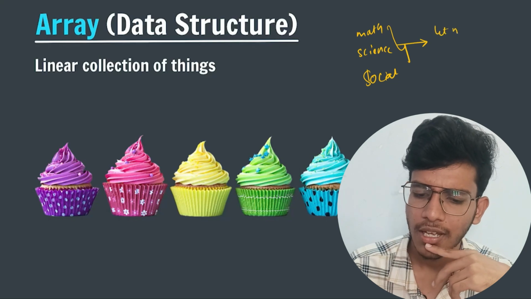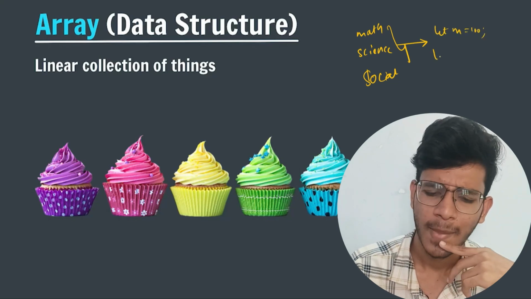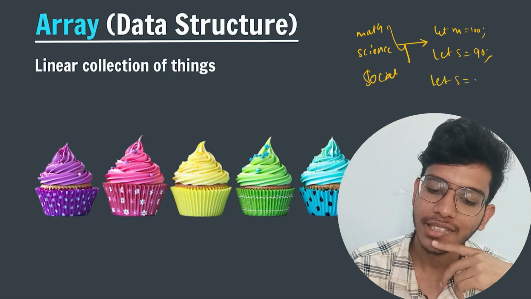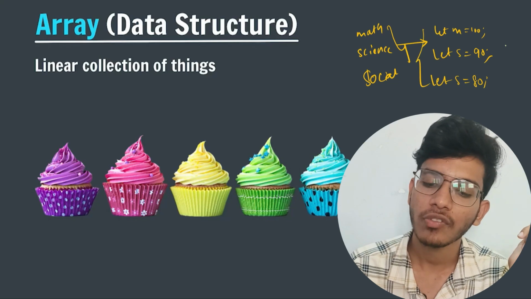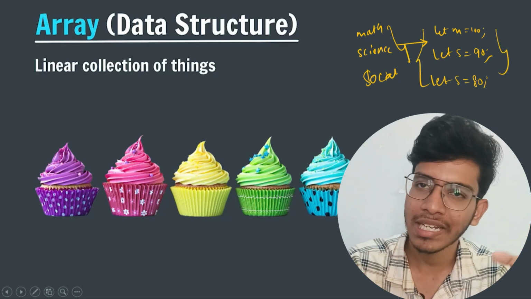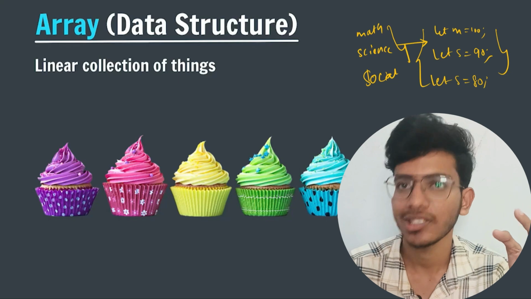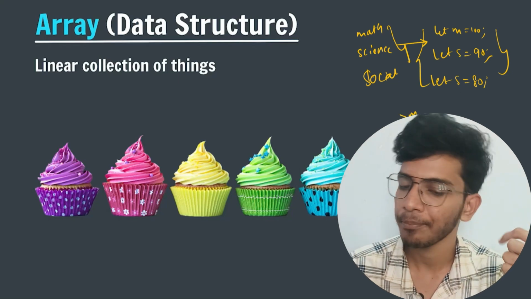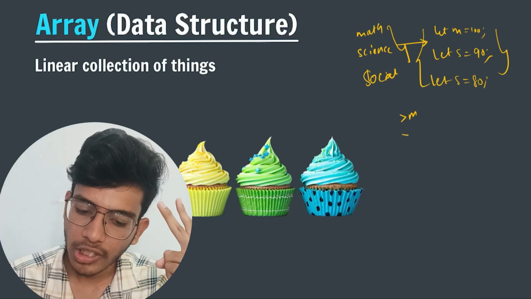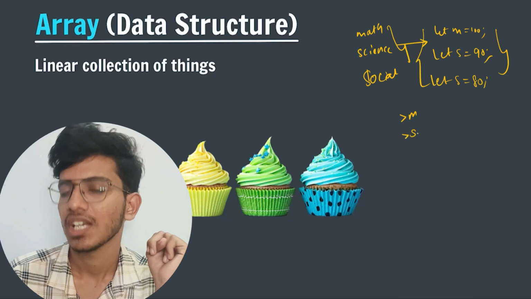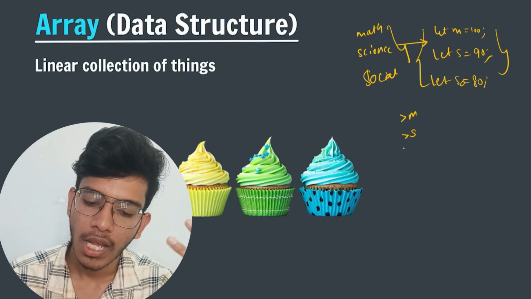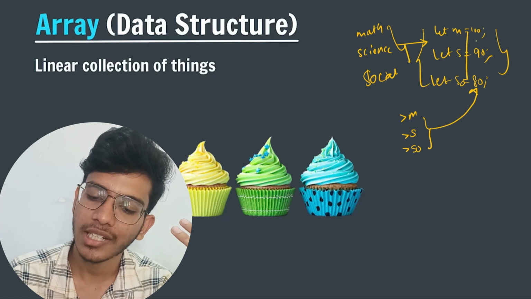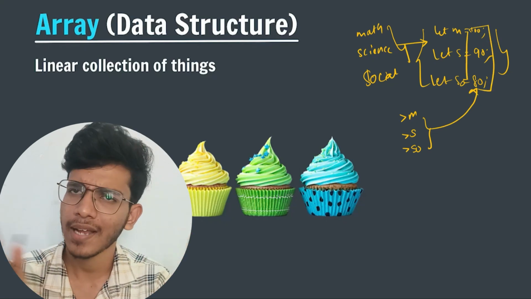So let me create: let math equals 100, let science equals 90. After that, let social equals some value. Now we have successfully stored the data of 3 different subjects. If I want to access the marks of math, I will print M. If I want to access the marks of science, I will print S. If I want to access the marks of social, I will print SO. By printing this, I can access the marks of the corresponding subjects. Okay, clear, everything is good.